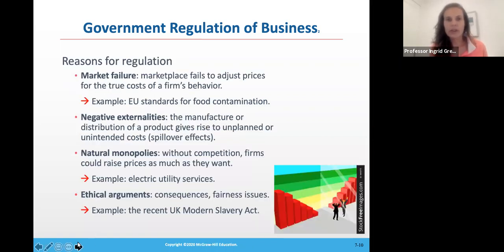So what are the reasons for regulation? The first one could be market failure, where the marketplace fails to adjust prices for the true costs of a firm's behavior. This is where companies might have little incentive to spend money on product safety, environmental or food standards. As we see in the example here with the EU standards for food contamination, companies often welcome this because then their competitors also have to bear some of the costs. In the EU, they set maximum levels for lead and for mercury in particular foods.